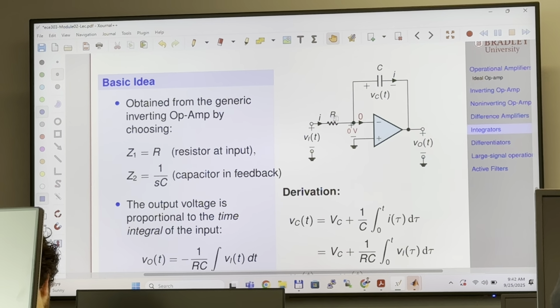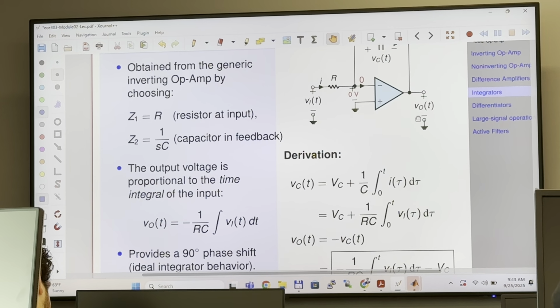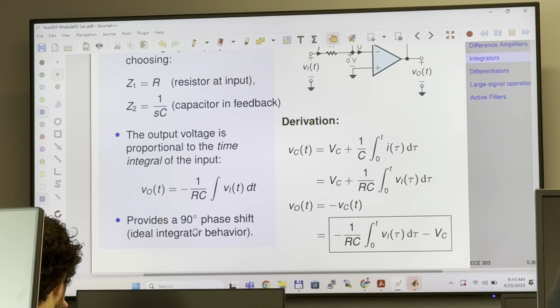Now you can see that the input impedance of the input VI is going to be R, and the impedance of the feedback capacitor is 1 over SC. So the output is going to be negative 1 over RC times the integrated version of the input. And it provides 90 degree phase shift.